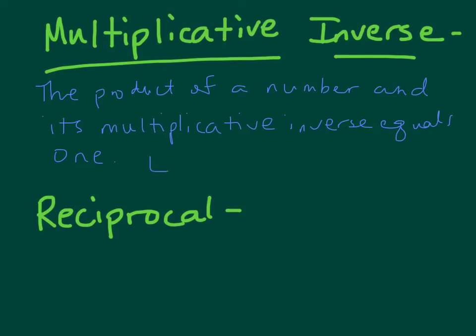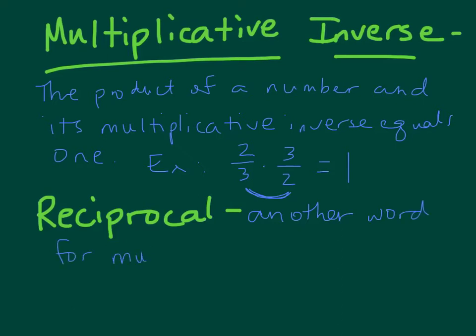As an example, if I have 2/3 and I multiply it by 3/2, that will give me 6/6 or 1. We normally refer to this as the reciprocal. We say that 2/3 and 3/2 are reciprocals. So reciprocal is really just another word for multiplicative inverse, but it's the word that we use more often.